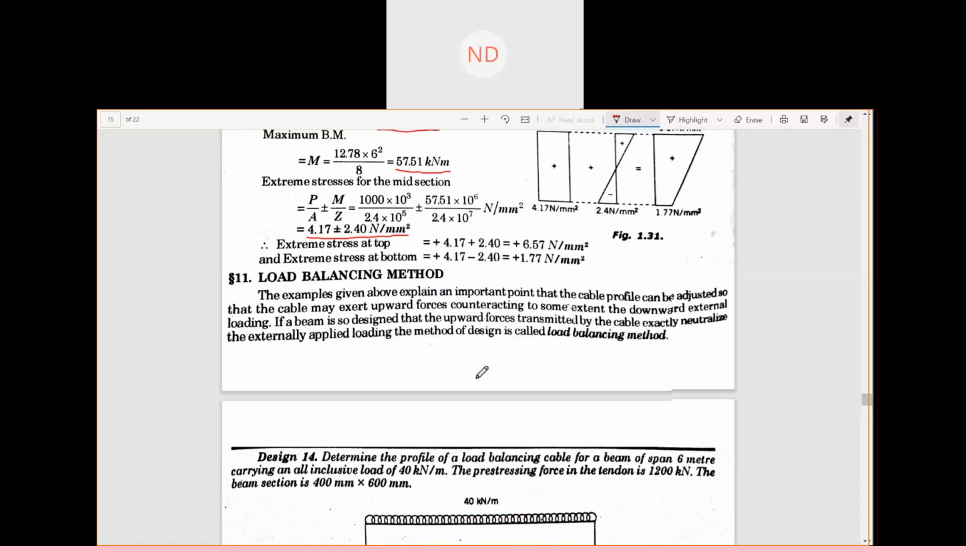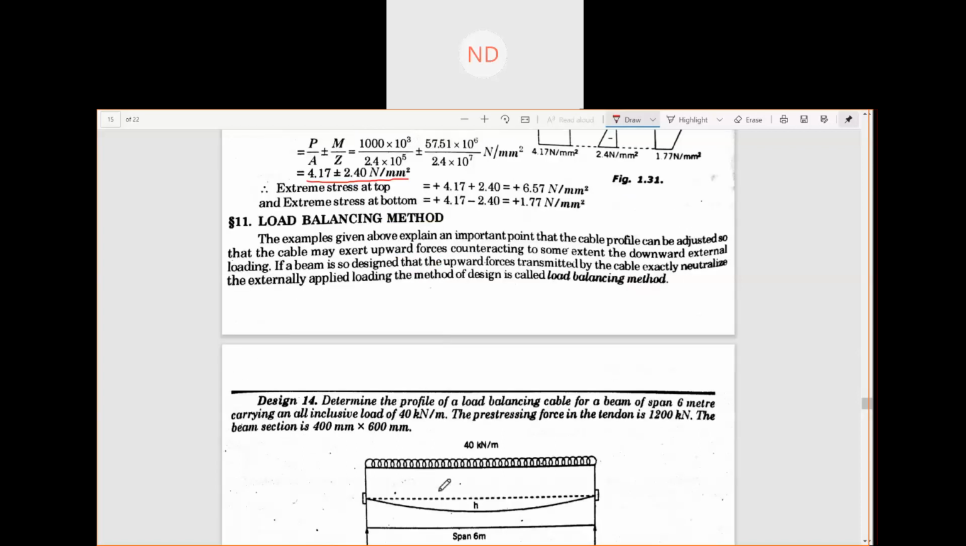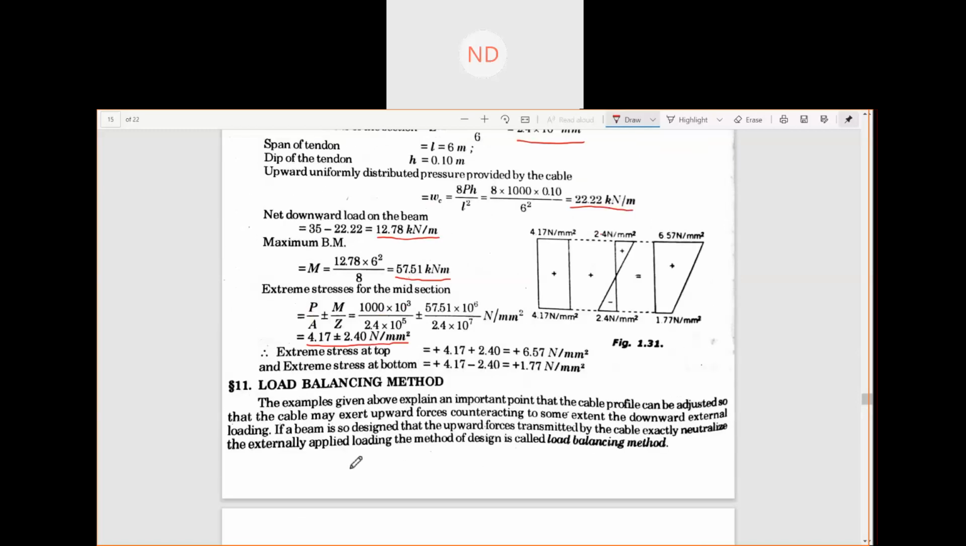Actually, the load balancing method is nothing but what we were discussing now; that was a kind of load balancing method. In the load balancing method, we try to completely neutralize the upward and the downward load. Suppose your downward load is 10 kilonewton, so we will try to neutralize this by giving an upward load of 10 kilonewton.